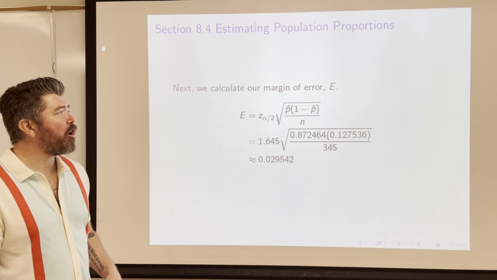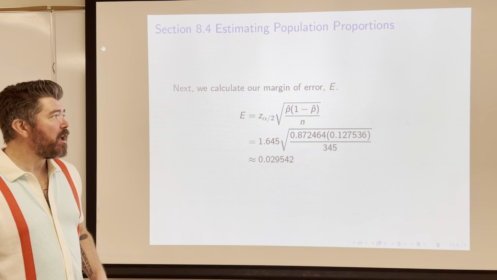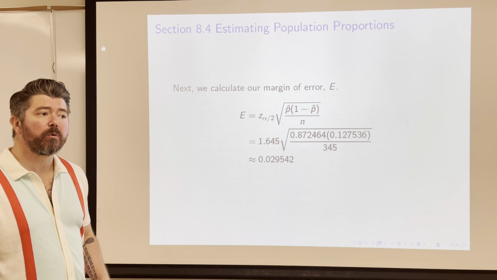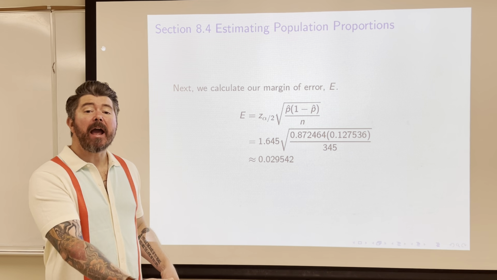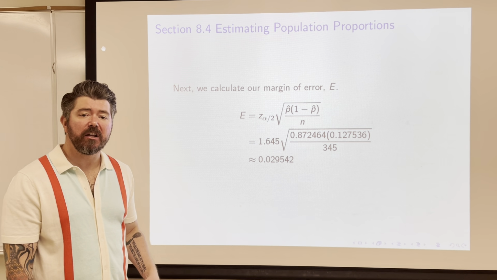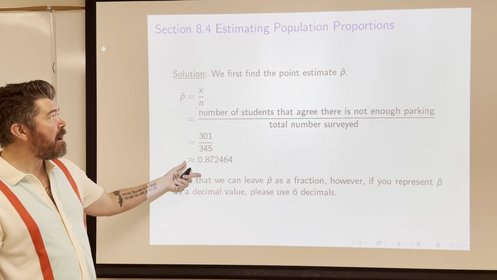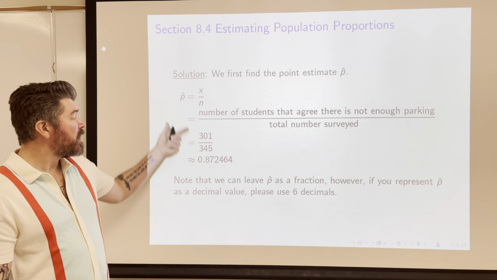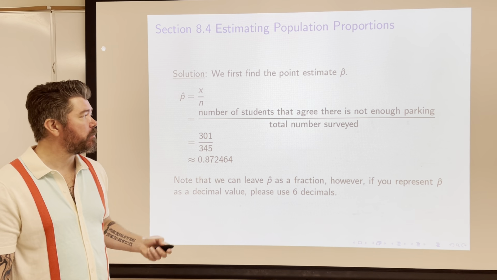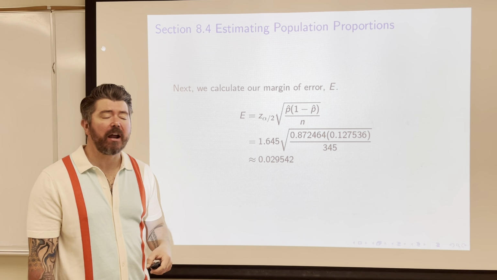Next, we calculate our margin of error. What we're going to do is take our point estimate and subtract and add our margin of error to get our interval estimate. We already have our point estimate. Remember, our best estimate for the proportion is the sample proportion. So now we need our error.